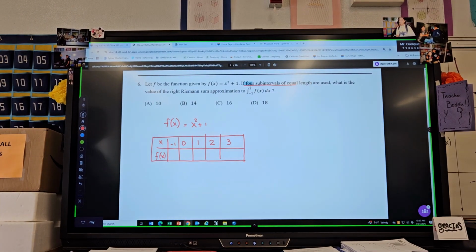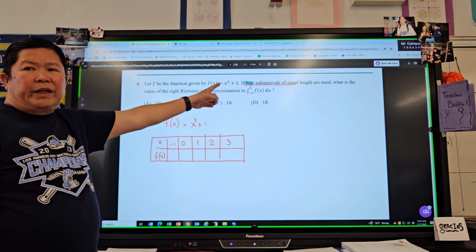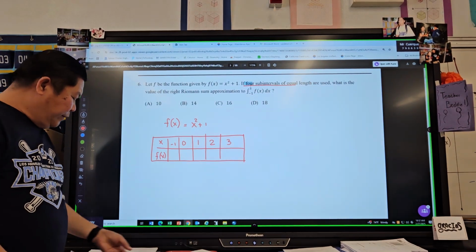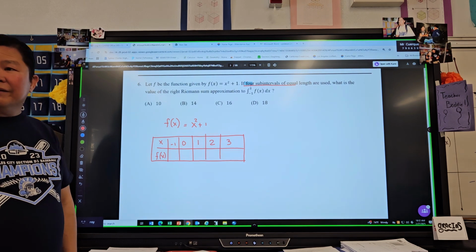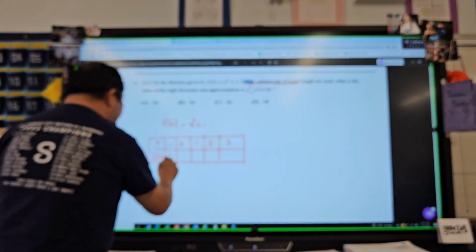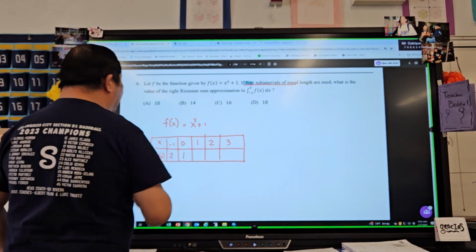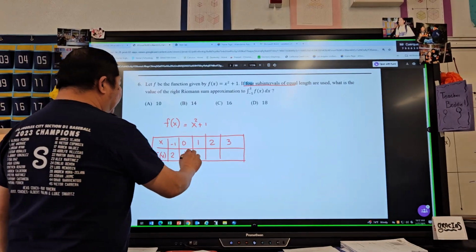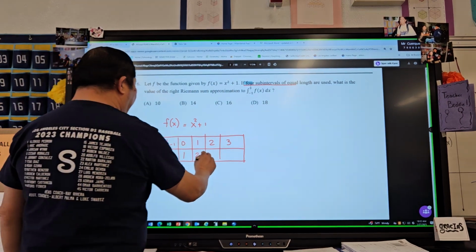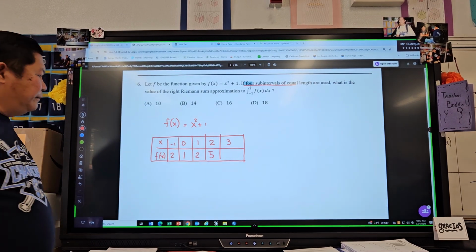Okay, can you follow? So plug in if x is -1. What is the function? The function is 2, right? Yes. 2. If x is 0, the function is 1. If x is 1, the function is 2. If x is 2, the function is 5. If x is 3, the function is 10.